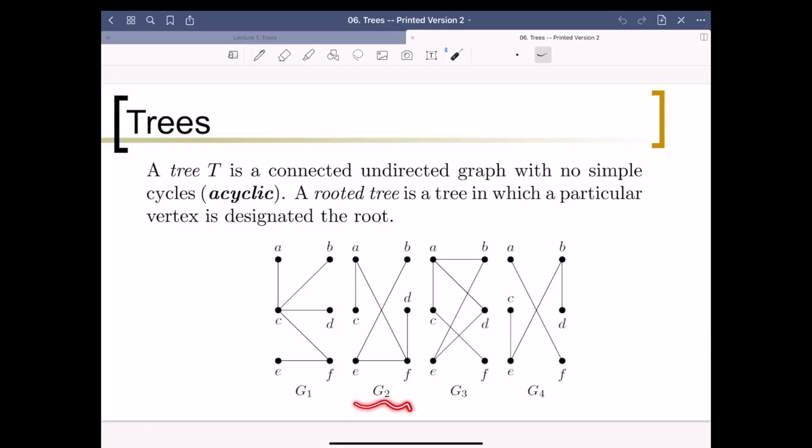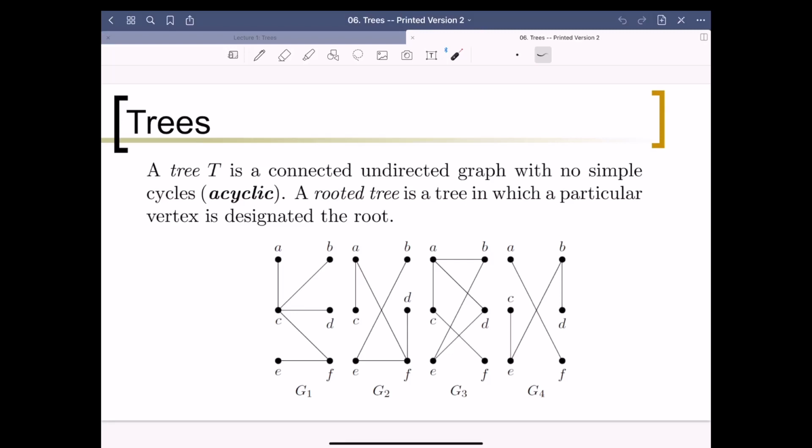Now for G2. Again, we need to check connectivity. And we see that there is a path between any two vertices, so every two vertices are reachable, so it is connected. Is there a cycle? Obviously we cannot see a cycle on the graph, so G2 is also a tree.